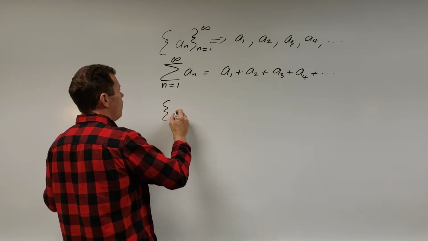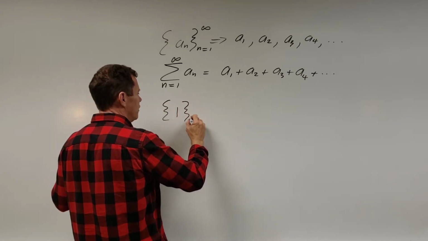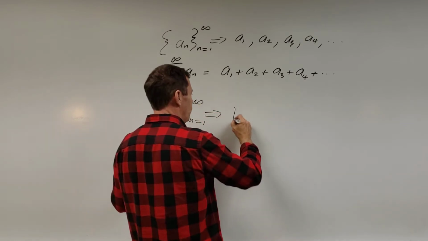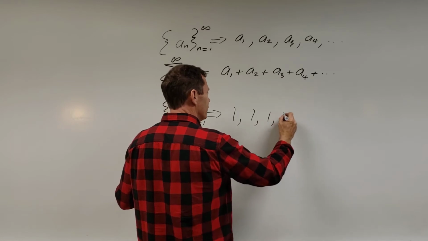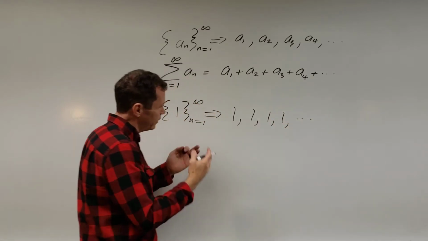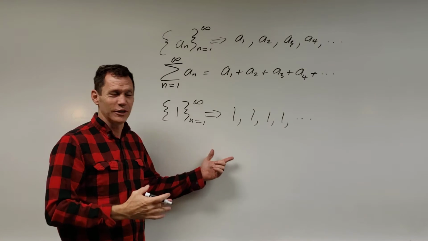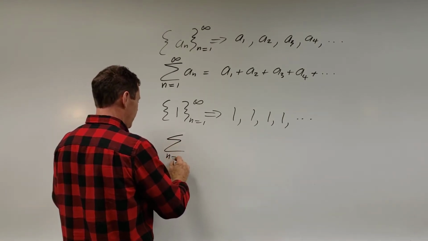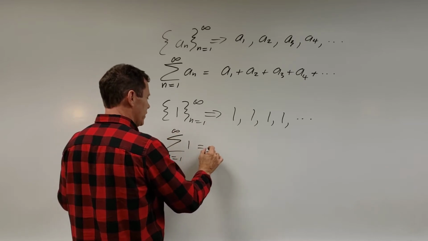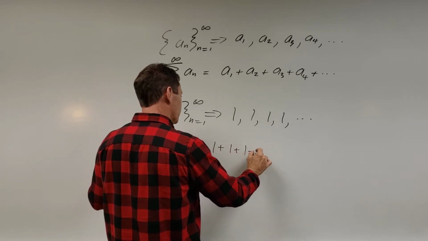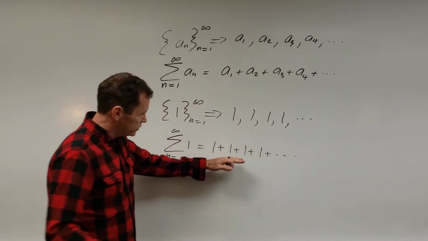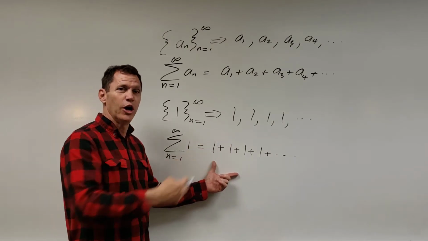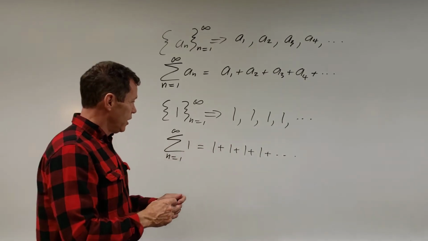What if I had a sequence of ones? That would give me 1, then a 1, then a 1, then a 1, and I do that forever. That guy converges to 1 because it never leaves 1. But what if I turn that into a series? The sum n equals 1 to infinity of 1. That's going to be 1 plus 1 plus 1 plus 1, and I'll do that forever. What's going to happen to this guy? Of course, it's going to blow up, because if I add up 100 of them, I'm going to get 100.